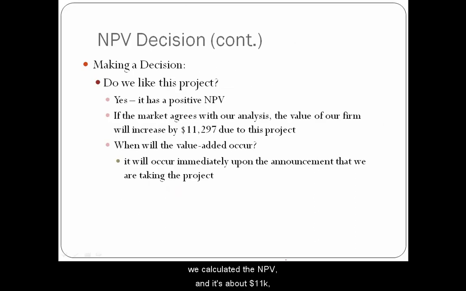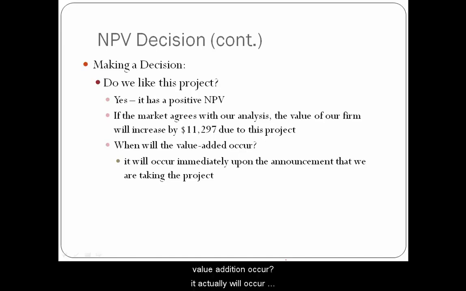Back to our example, we calculated the NPV, and it's about $11,000. So do we like this project? Yes, because it does have a positive NPV. And an NPV of 11,297 means that the value of the company will increase by 11,297 due to the contribution of this project once the project is accepted.